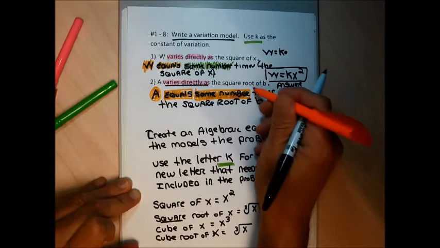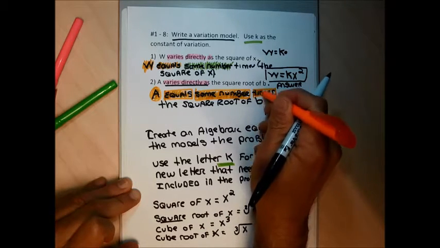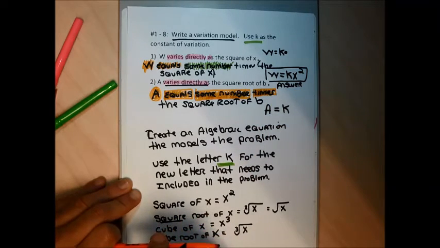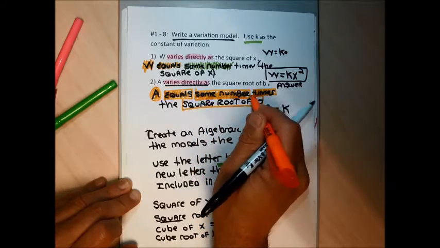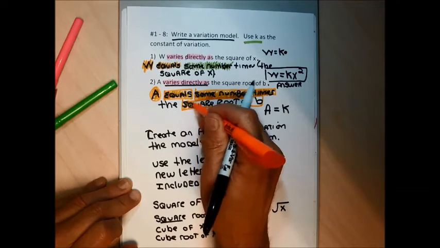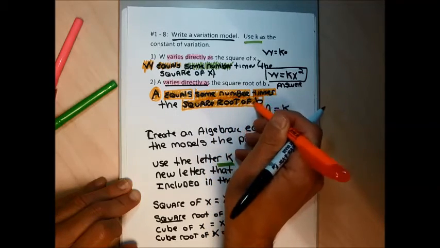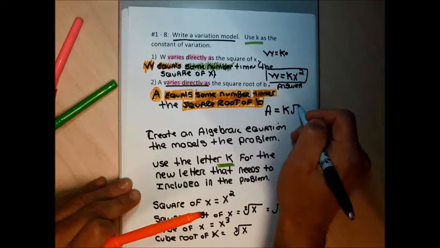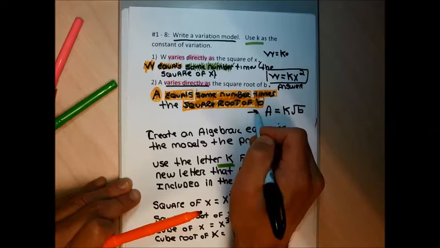And then the times could turn into a times sign, but usually I'm not going to need the times sign because I'm just going to write two letters next to each other to indicate the times. And then the last thing I'm going to have after that K is something that represents the square root of B. I'm not going to put an X in this problem because the letter is a B. And after the K, I'm going to put a square root symbol, and then the B is going to go under that symbol. This is going to be the answer to number 2.